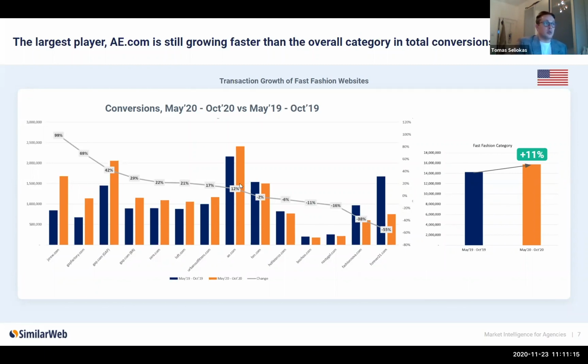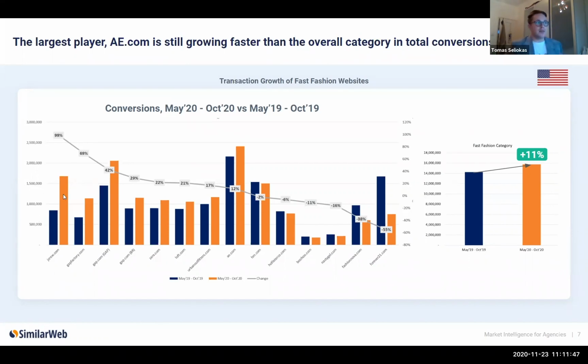And here again, we can see a couple of things. So American Eagle is the top performer in total conversions and is growing by 12%, which is more than the average category, which is very good for already the largest player in the industry. We see Forever 21 declining significantly, by 55%. So there is some kind of problem that we might want to look into further, understanding where the problem is potentially. And then we have J.Crew, which is the fastest growing website in terms of conversions.